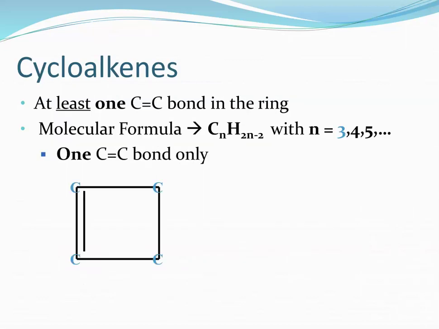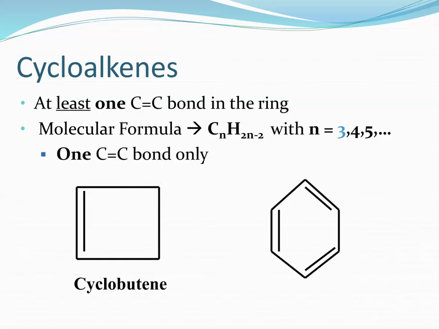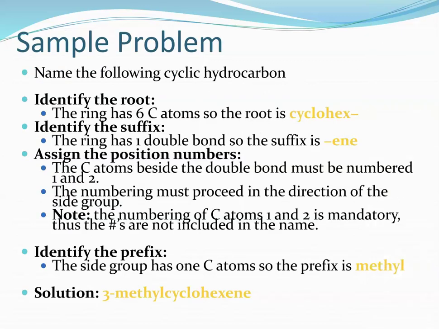Cycloalkenes are also possible. They are cyclic molecules that have at least one double bond. Cycloalkynes are not possible because they are too straight to form a cyclic shape.